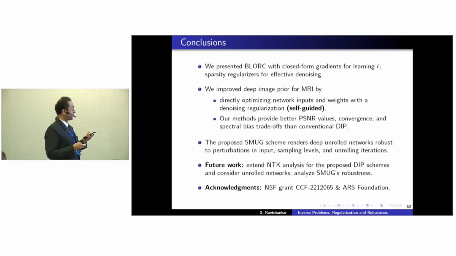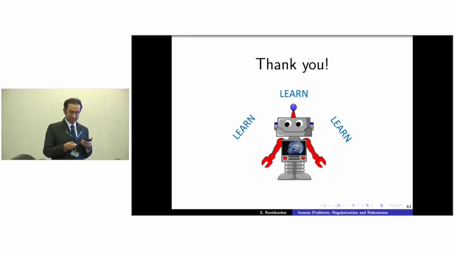And there are a number of different future directions possible: NTK analysis for our deep image prior schemes, analyzing the robustness of the SMUG approach more theoretically, and so on. These are directions that we hope to continue to work on.